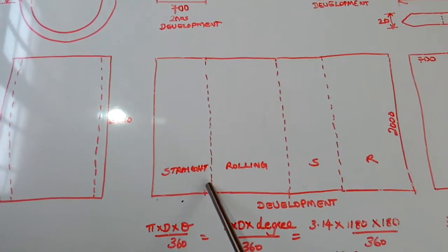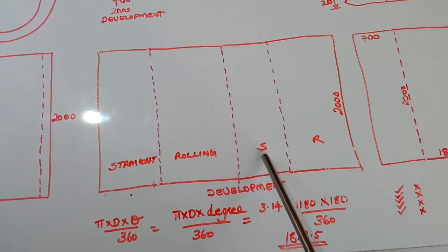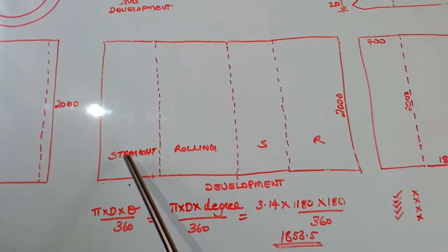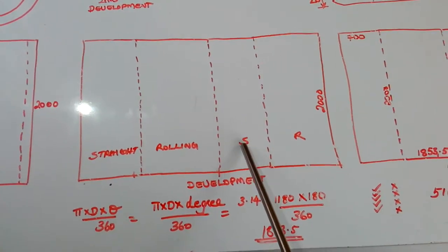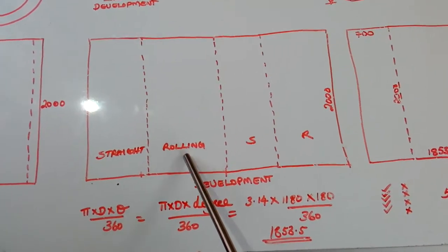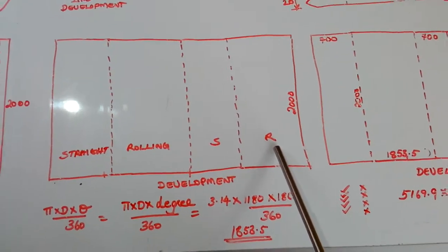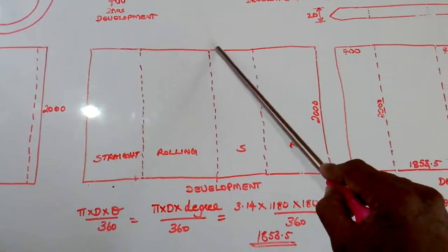One straight portion is coming, again a rolled portion, again a straight portion. Here it is a straight portion; I have written its short form, S. Two straight portions are coming, one here and another one here. Two rolled portions are coming. Here I have written rolling. Here is also a rolling area; I have written R only. So this is its development. Its height will be from here to here.